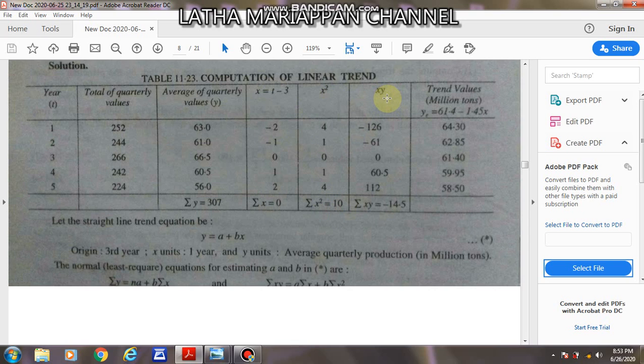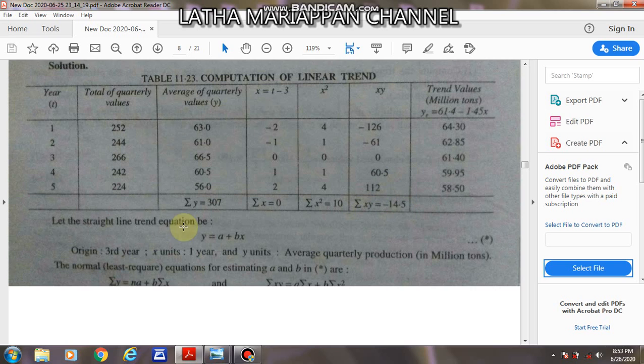Then summation of xy we need. So xy, x is here, y is this value. So both you have to multiply. 63 into minus 2. So you will get minus 126. Similarly, 61 into minus 1. So minus 61. Next one is 0. Next one is 60.5. Next one is 56.0 into 2. You will get 112. Add this value. Now summation of xy is equal to minus 14.5.